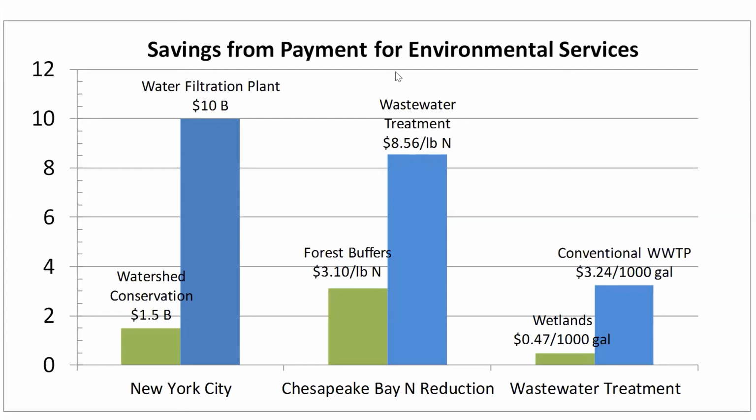In the Chesapeake, wastewater would cost about $9 a pound per nitrogen. We could use a currency. Forested buffers only cost $3. As a matter of fact, cover crops and no-till farming only cost about $1 per pound. And that's being done here in Delaware to great effect, and in the Chesapeake and up in Pennsylvania.